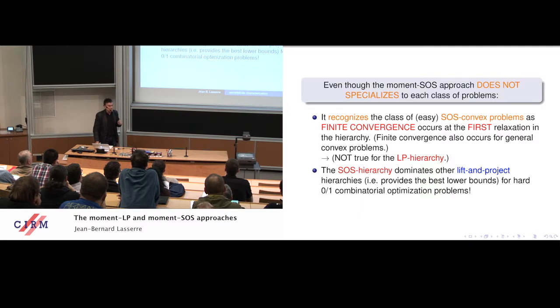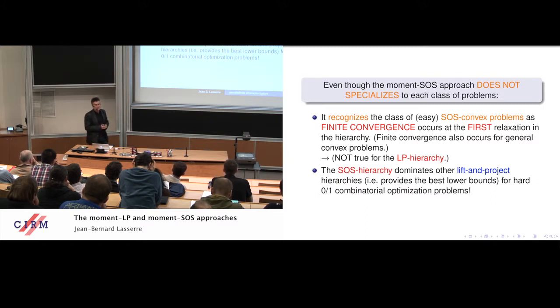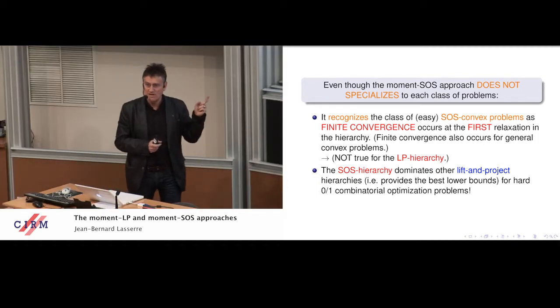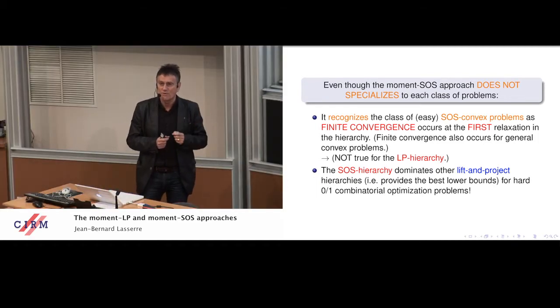But at the same time, if you apply the same methodology, using this naive way of representing a discrete variable by xi squared equals xi, just put that in the description of your problem, then it would still provide the best approximation among all methods that give lower bounds for your combinatorial optimization problem.